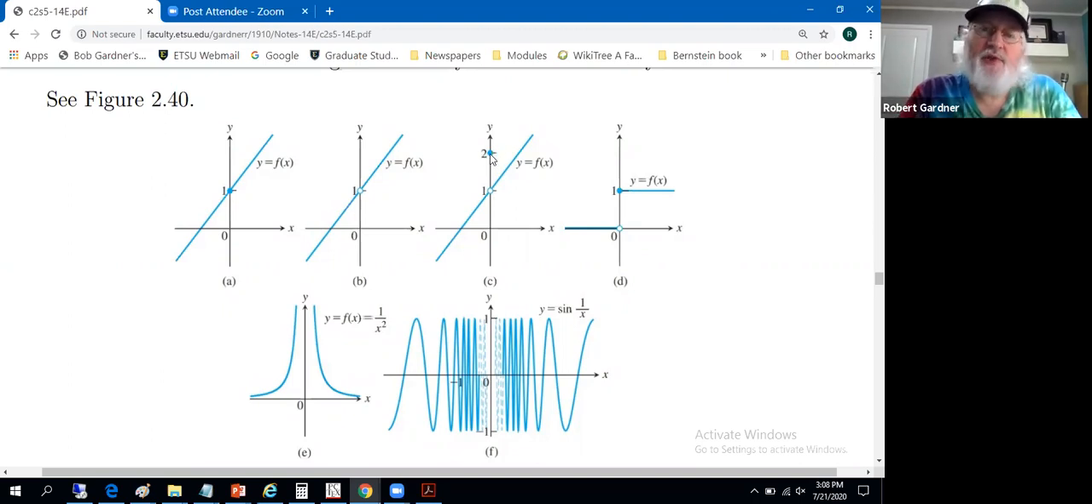Could you fix it? Could you remove the discontinuity? Yeah, I'd take the function at 0 and redefine it to be 1, not 2, effectively moving this blue dot down here so it plugs up the hole. And then we would have a nice continuous function like we have in part A. So these two have removable discontinuities. It's removable in the sense that you could redefine the function at a single point and create a continuous function that would look like this in both cases.